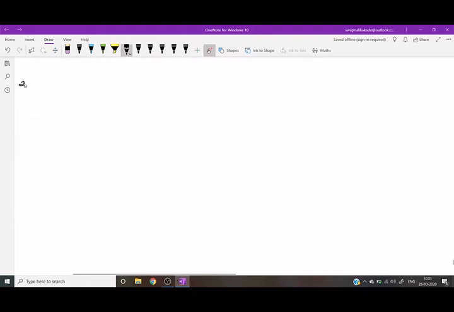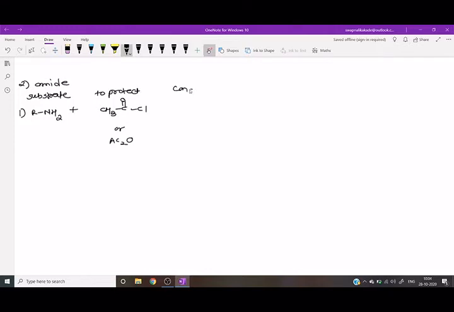Second method for protection is amide formation. An amine reacts with acyl chloride or acetic anhydride. Here substrate is amine. To protect: the condition for protection, product formed after protection, reagent to deprotect. The product formed after deprotection.